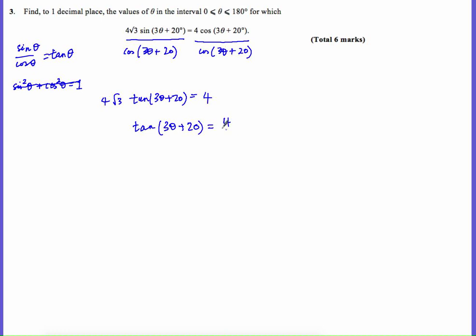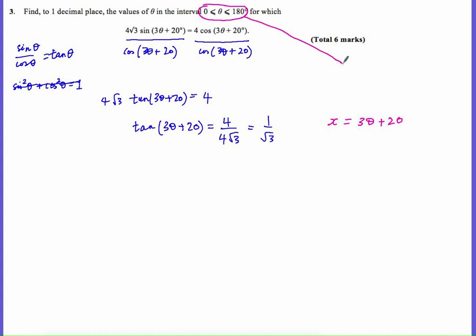So 4 over 4 root 3, just divide both sides by that. Now that, if I whack it in my calculator, or even just use my brain, becomes a third. Right, I don't want to solve with this here, so I'm just going to make a little swap. So for a couple of minutes, I'm going to pretend that x is the same as 3 theta plus 20.